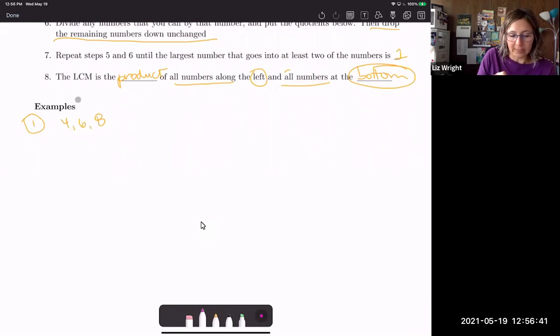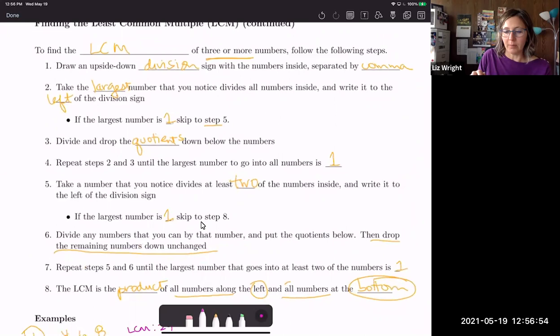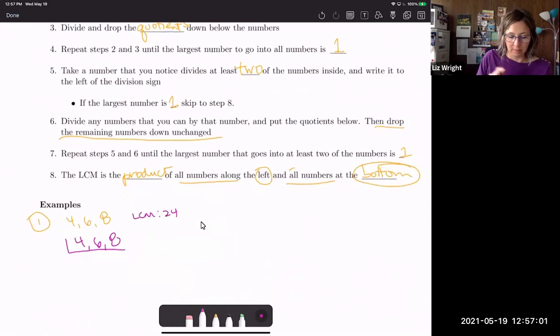What we know is that the LCM should come out to 24 as long as we do our process right. So looking at the steps, it says draw an upside down division sign, put the numbers inside separated by a comma, and take the largest number that will divide into all of the numbers inside. I see that we could take out 4 out of two of these, but not out of all 3. So I'm going to take out a 2 because that's the number I can take out of all of them.